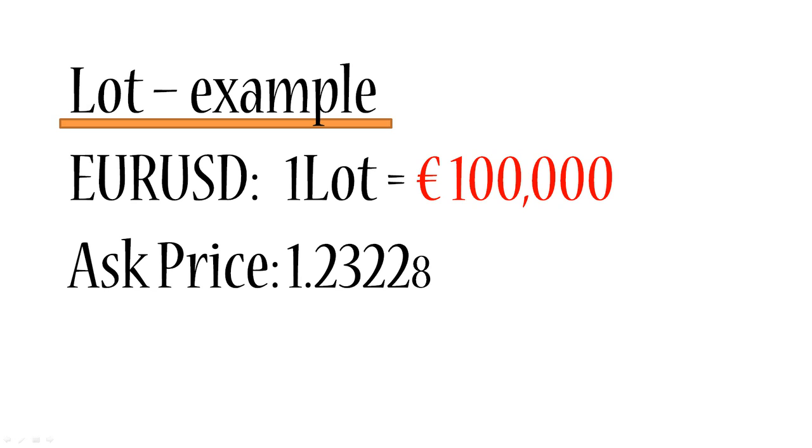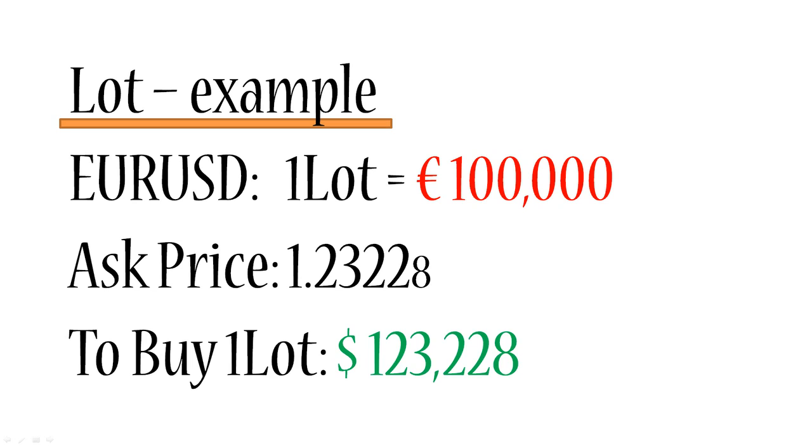The ask price with your broker is currently 1.23228, and that means that in order to buy one lot of euro US dollar, you need 123,228 American dollars on your account.